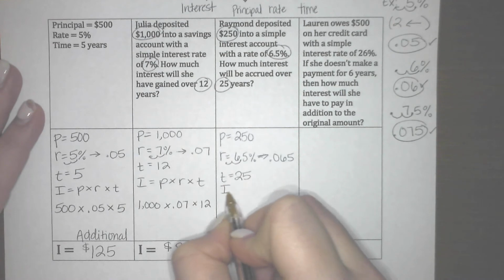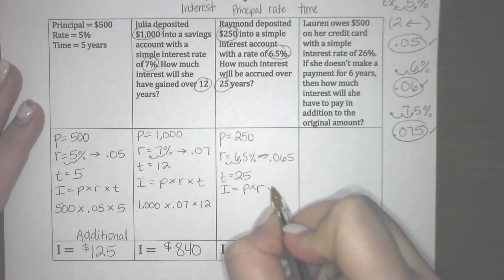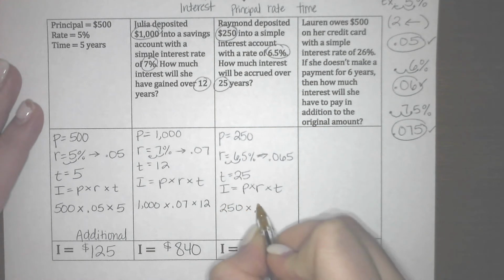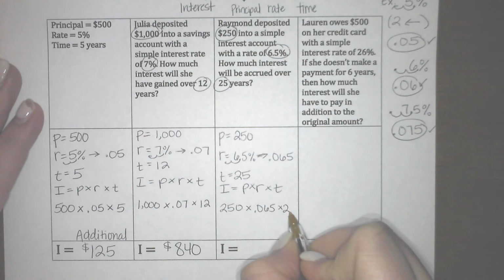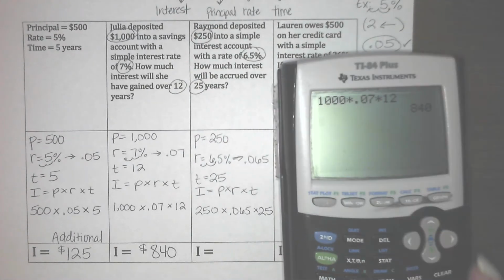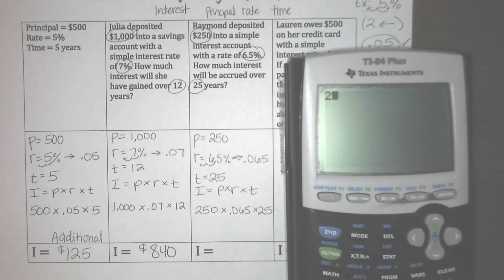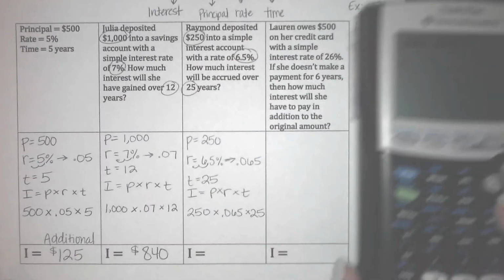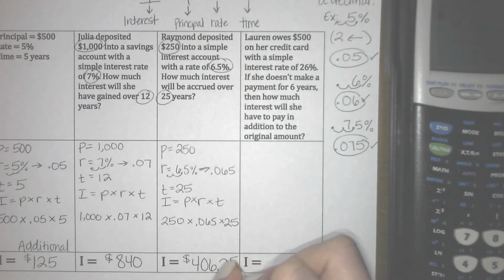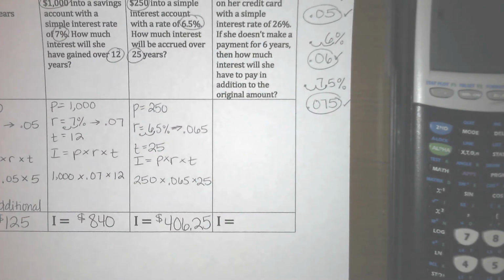So I know that I equals P times R times T. Principal, or P, is $250. Rate is 0.065. And time is 25. If I'm going too fast, just pause the video. Okay, so we have principal is $250 times a rate of 0.065 times a time of 25 years. All right, and I'm earning 406.25, an extra 406.25.